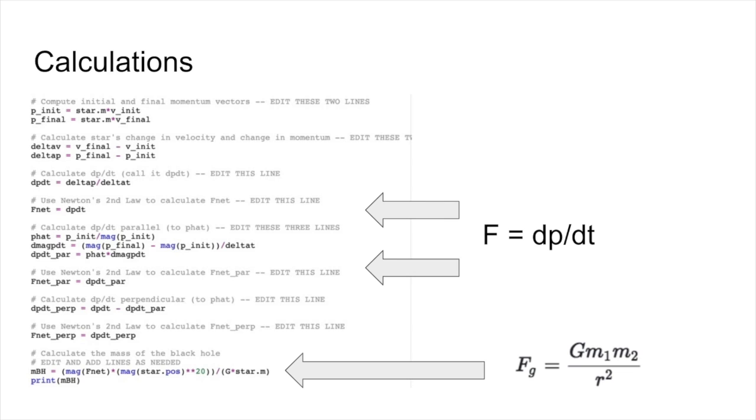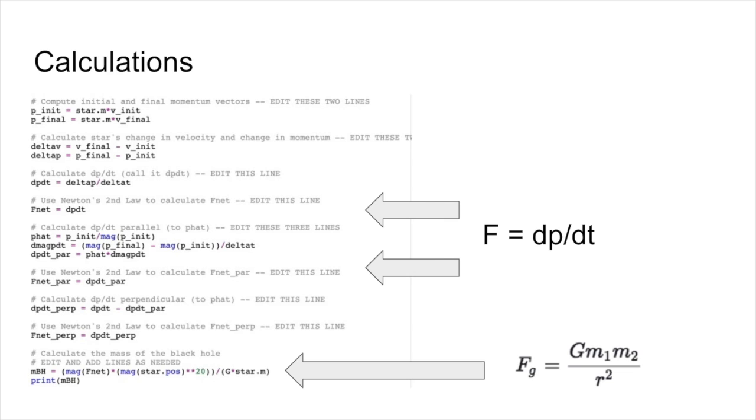The next thing we did to build our model is the calculations. First, we made initial and final momentum vectors, p_init and p_final. Then we made delta v equal to v final minus v initial and delta p equal to p final minus p initial. Next, we created the change in momentum with respect to time by dividing delta p by delta t. And here we use Newton's second law. Since net force is equal to the change in momentum, we are just able to set these equal to each other.